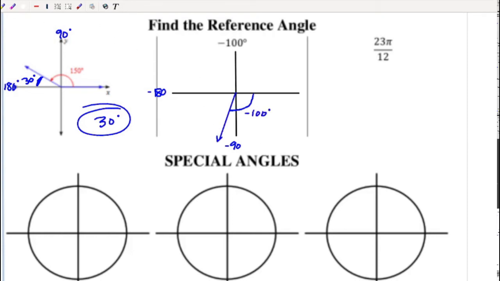But my reference angle, which is what I'm looking for, is again drawn to the x-axis. So how much farther would I need to go to get to negative 180? That would be another 80 degrees. So that would be my reference angle. And again, it's always going to be given as a positive number. Doesn't matter that I would need to go 80 degrees clockwise, which is a negative rotation. It's still going to be a positive 80 degrees for a reference angle.